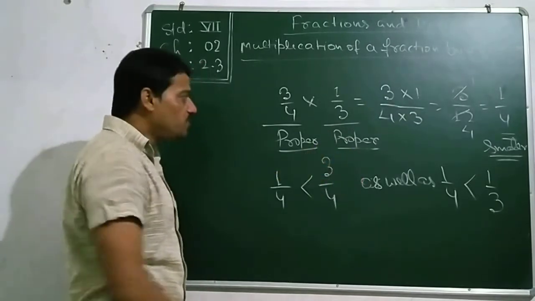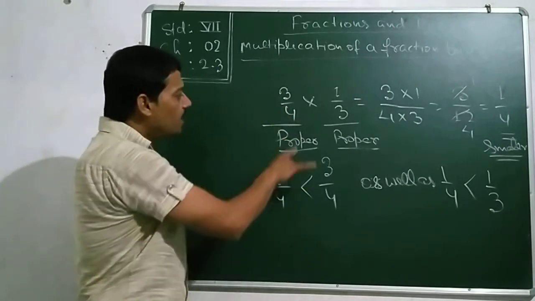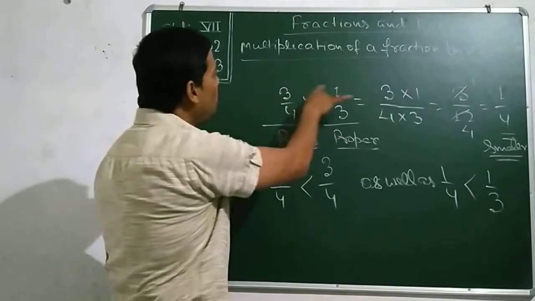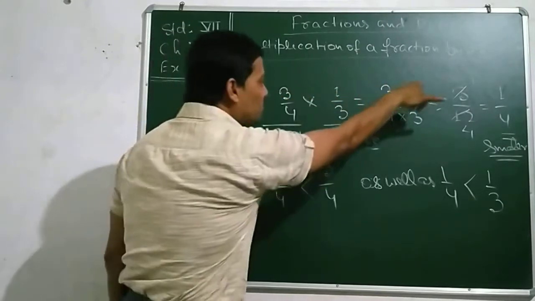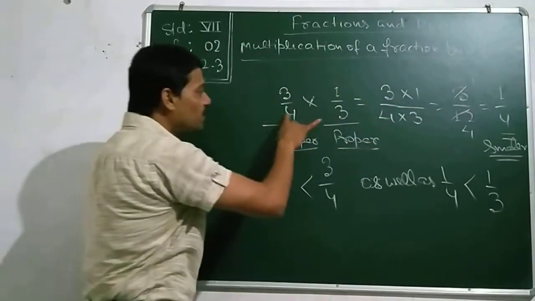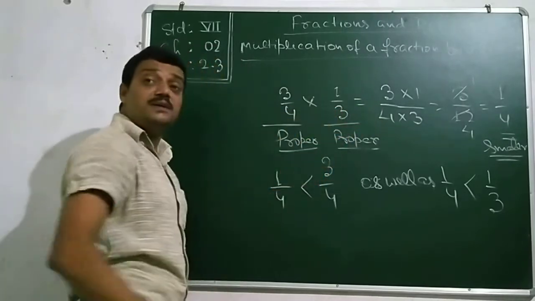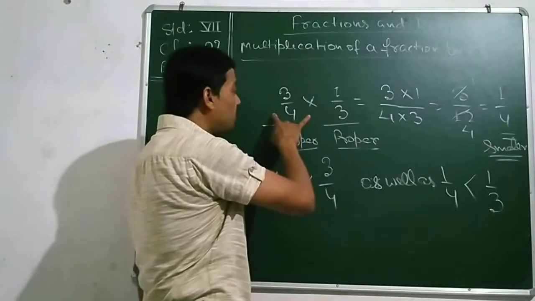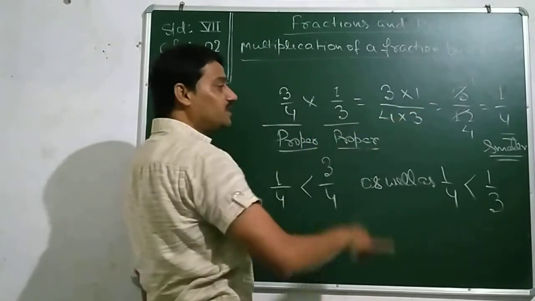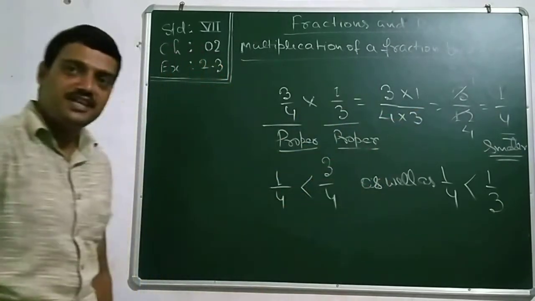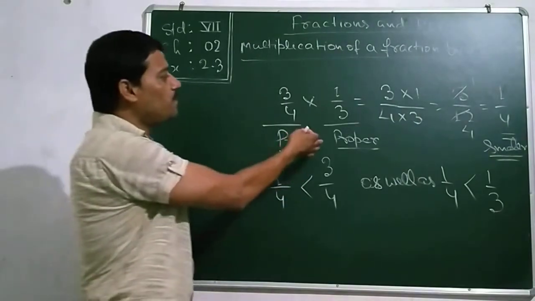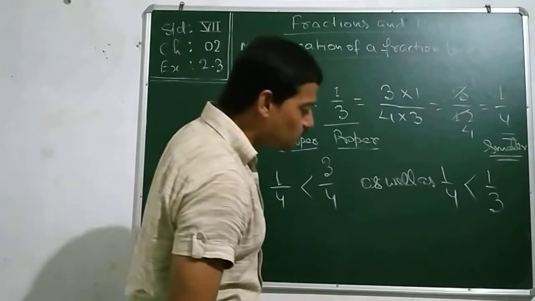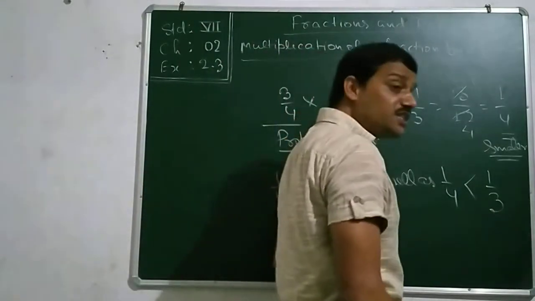I think it must be clear to you, because proper fractions have smaller numerators, so the product of the numerators would be smaller, and the denominators are larger, so the product in the denominator will be larger, and the value of the fraction will decrease. In the case of improper fractions, the reverse takes place. So come to the exercise now.